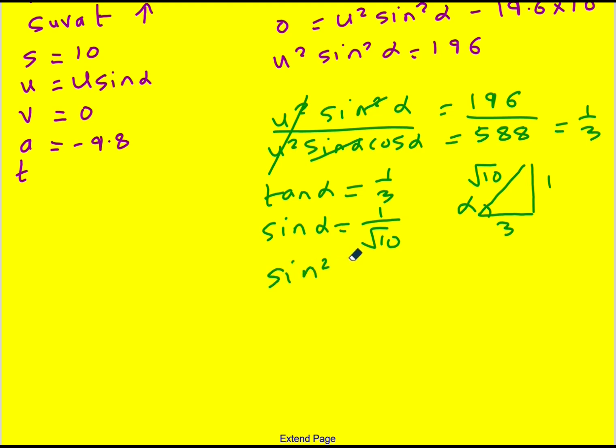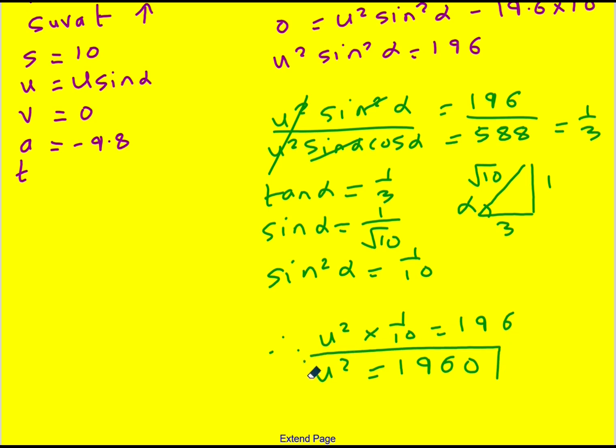So what this means is that sine squared alpha is 1 over 10, and therefore u squared times 1 over 10 is 196. So u squared is 1960 as required.